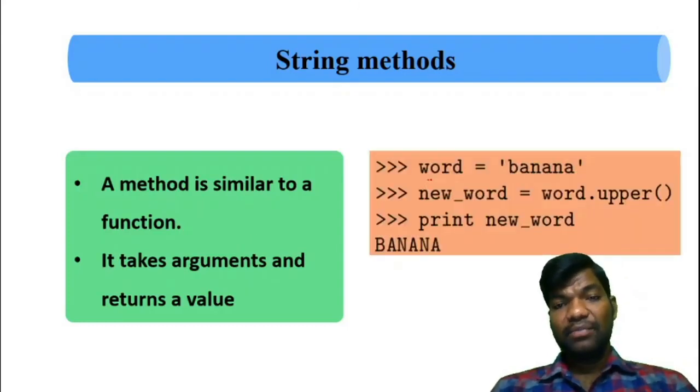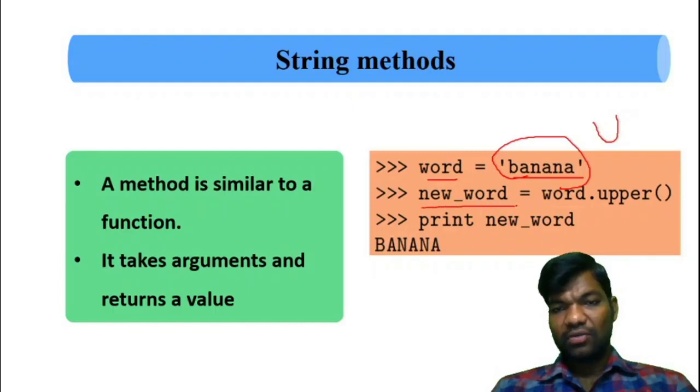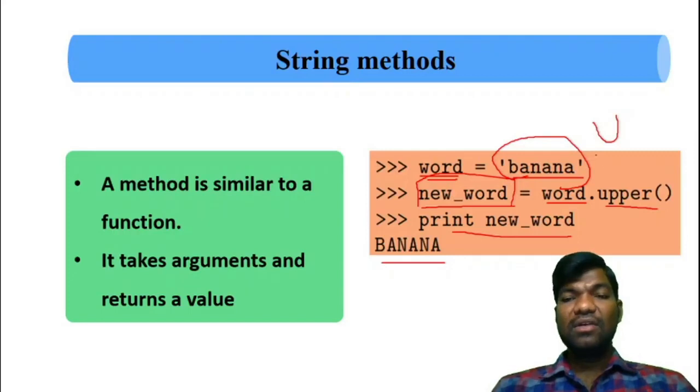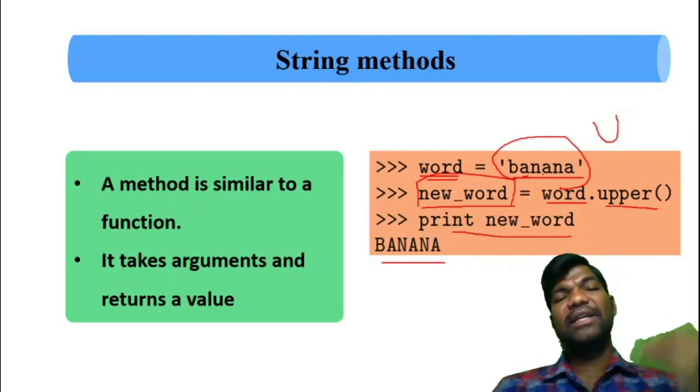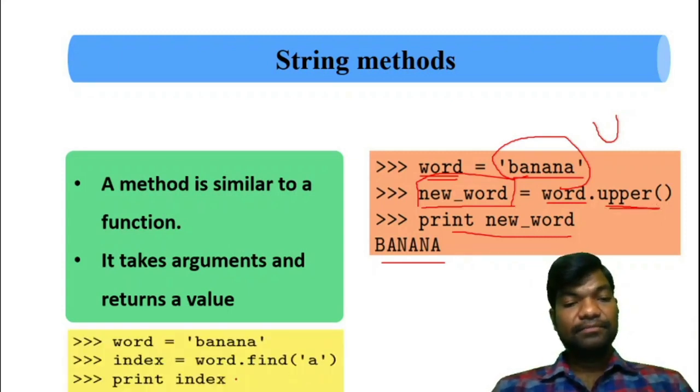So here in this example, word is equal to banana. Suppose I want to change these small letters into uppercase. So how to change? New word equal to, so new word is another variable. You can take a, b like that. Word, this is the word variable, dot upper is a method. So upper, enter. So print new word, it will give like that. All small letters are converted into uppercase by using the upper method. Now take another one, find.